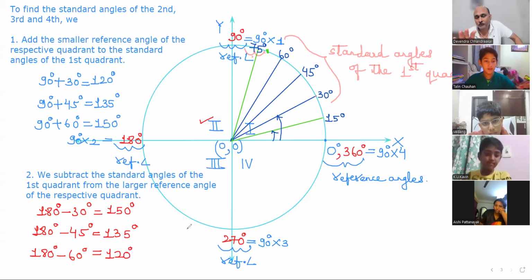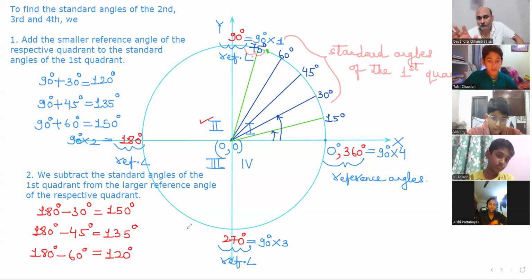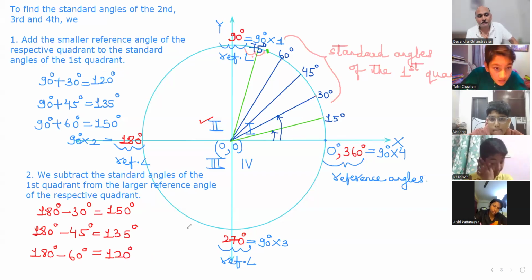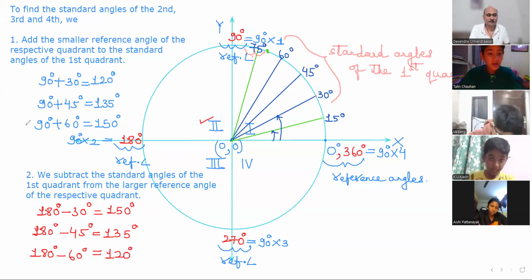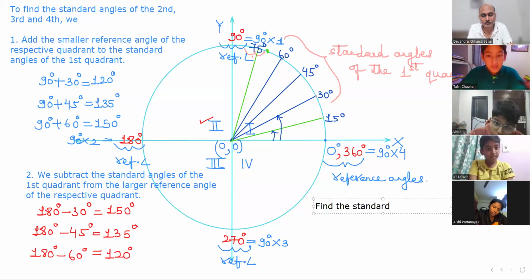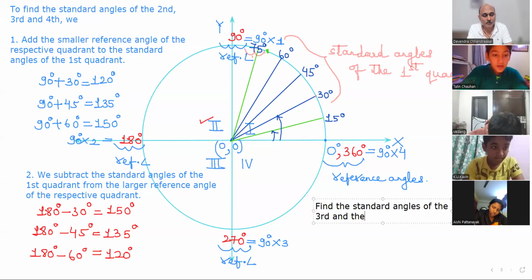Now, if you have understood it, you should find the standard angles of the third and fourth quadrant. Write the answers in the comment window. Once you have written them, I will check your answers. While I check, you can make notes. Okay. So this is the exercise which you have to do now. Find the standard angles of the third and fourth quadrant and post your answers in the comment.